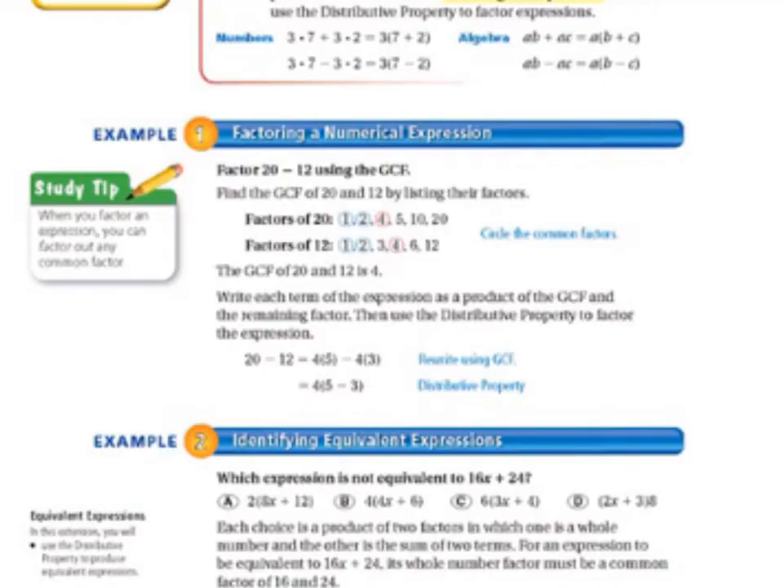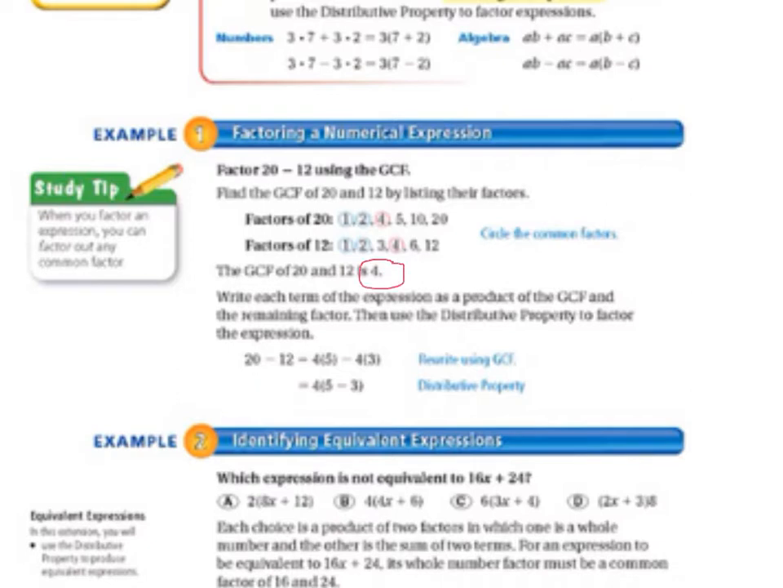Now let's take a look at example 1, factoring a numerical expression. Our directions are factor 20 minus 12 using the GCF, the greatest common factor. Find the GCF of 20 and 12 by listing their factors. We could also use the prime factorization. And so when we find the greatest common factor of 20 and 12, we learn that it is 4.